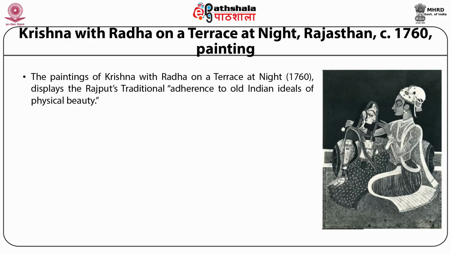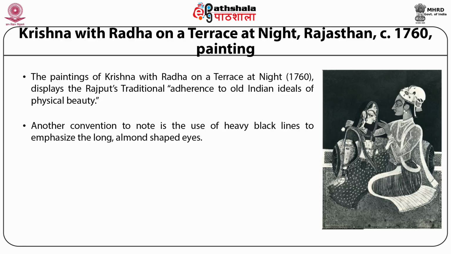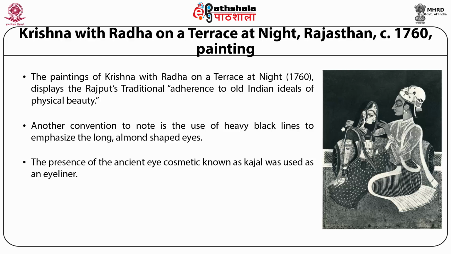She has a lighter skin tone, is ornamented in jewelry, and has emphasized facial features. Another convention to note is the use of a heavy black line to emphasize the long almond-shaped eyes. This heavy line immediately suggests the presence of eyeliner, which calls into question the importance of makeup in Indian culture. The ancient eye cosmetic known as kajal was used as an eyeliner.